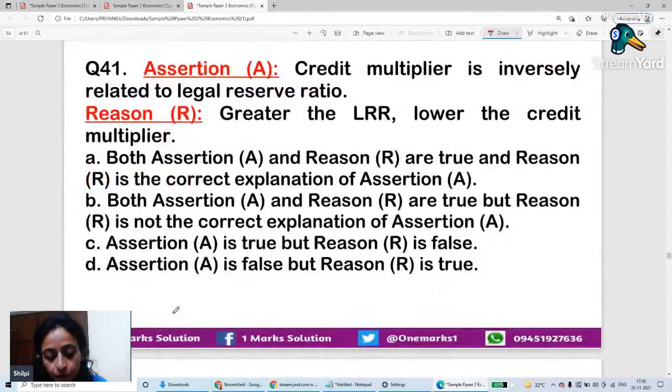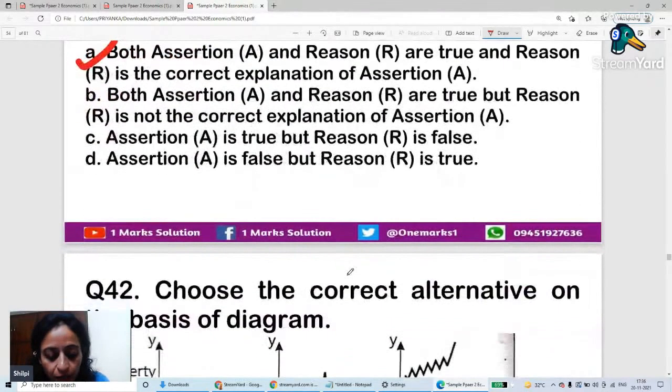Question number 41. Assertion and reason type again. Assertion says credit multiplier is inversely related to legal reserve ratio. True. Credit multiplier is inversely related, it is 1/LRR, the multiplier. So it is inversely related to the legal reserve ratio. Reason says the greater the LRR, the lower the credit multiplier. Yes, this is also true. So both the statements are true and reason is the correct explanation of assertion. Option A is the correct answer.